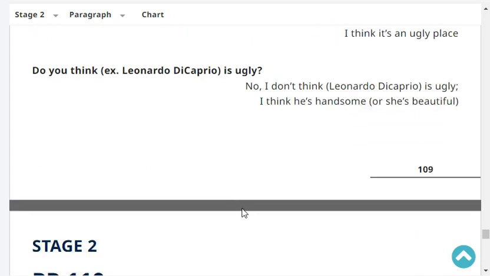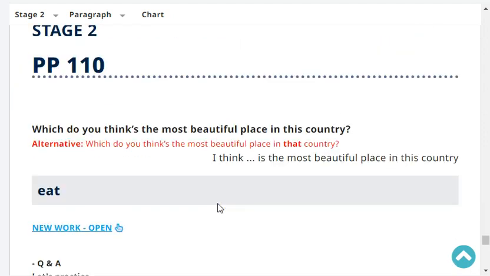Okay, do you think Brad Pitt is ugly? No, I don't think Brad Pitt is ugly. I think he's handsome. Very good. Which do you think is the most beautiful place in your country?